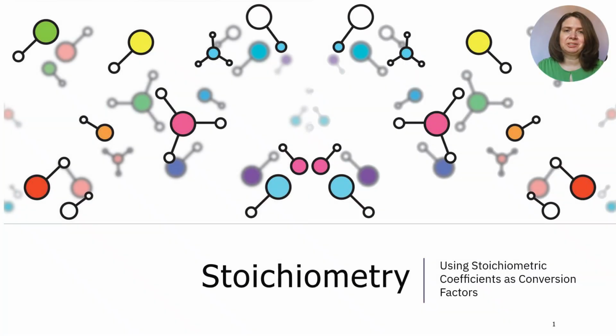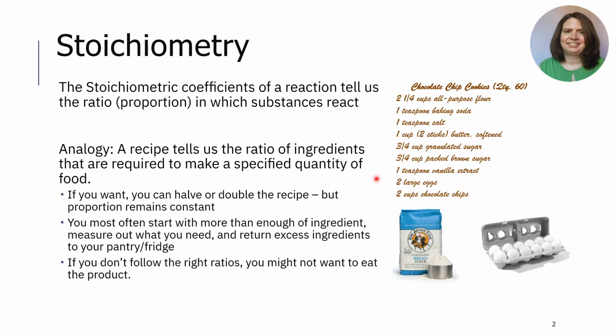In this video, we are going to learn about stoichiometry, where we use the stoichiometric coefficients in balanced chemical equations to make predictions about chemical reactions. The coefficients in a balanced chemical equation tell us the ratio or proportion in which substances react.